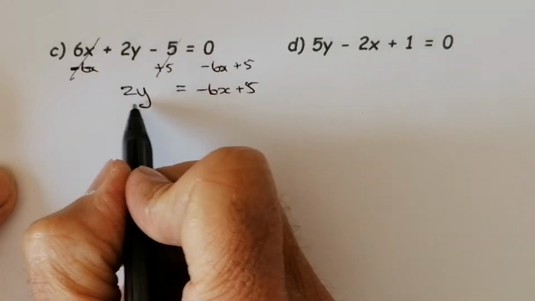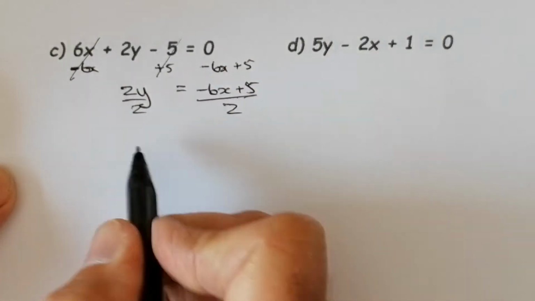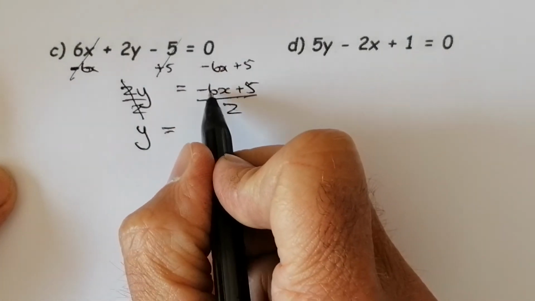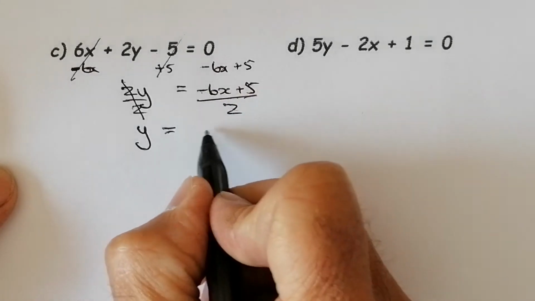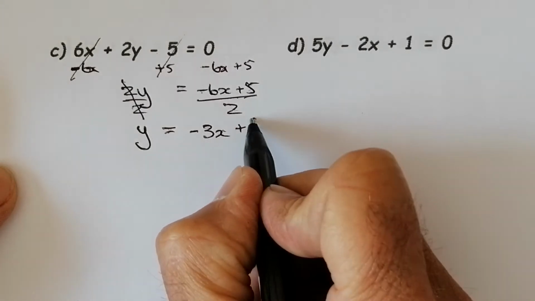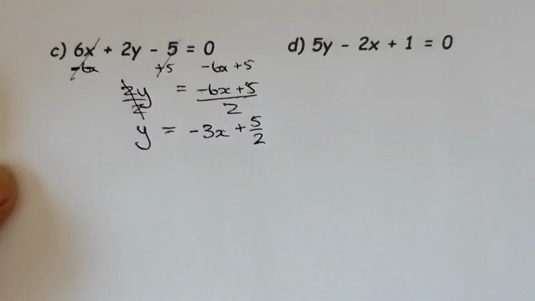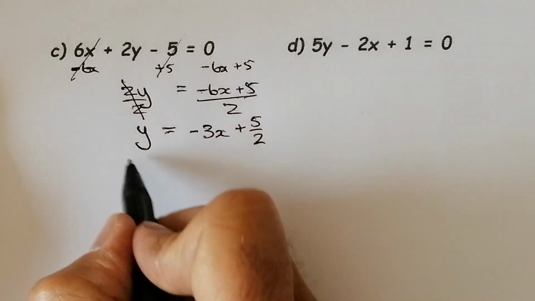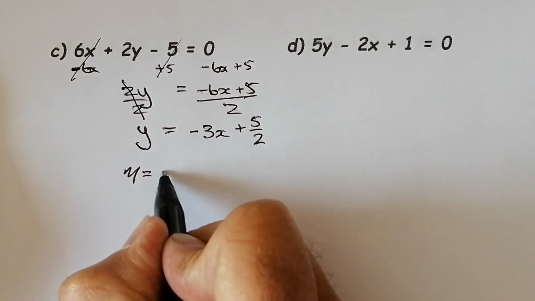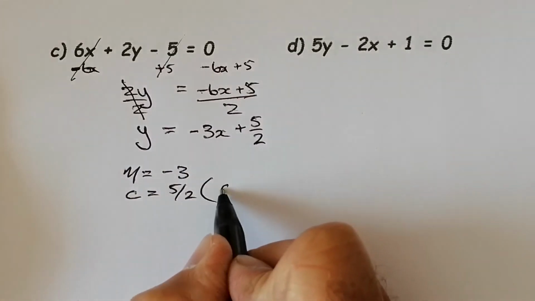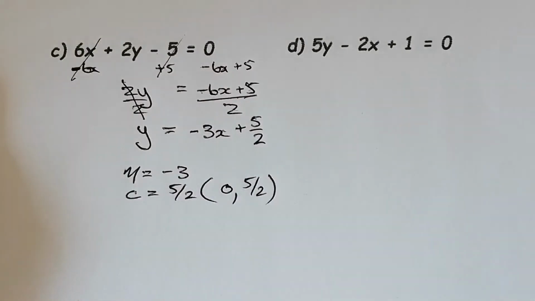What I'll then do is divide both sides by the 2. Okay, these are eliminated, leaving me with y is equal to, and 2 into negative 6 gives me a negative 3x. And I've got a 5 there, so it's a plus 5 upon 2. And I'm going to leave it as 5 upon 2, a top-heavy fraction, and that's going to be fine. So from this here, I can see my gradient is equal to minus 3. My c value is 5 upon 2, and that would give me the coordinates 0, 5 upon 2 for that one there.